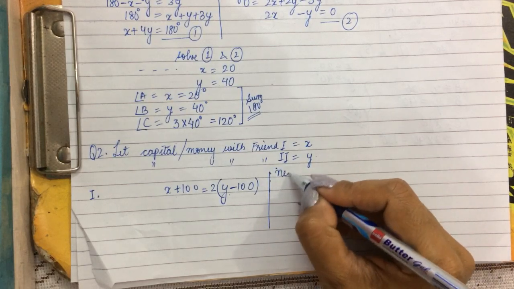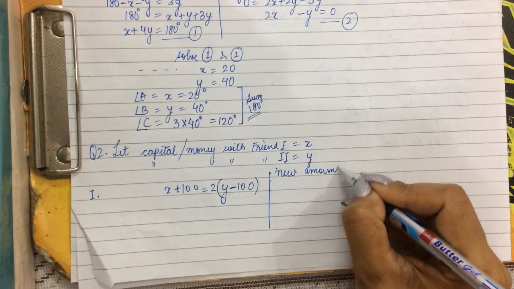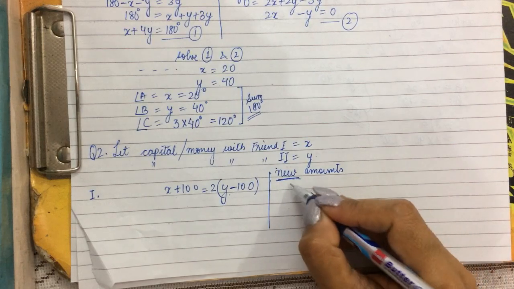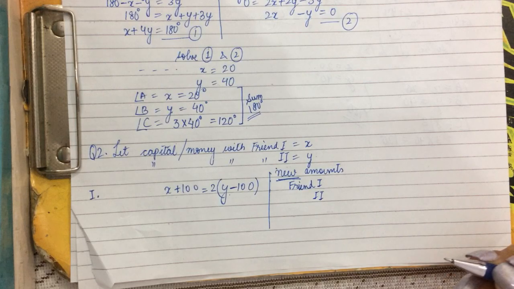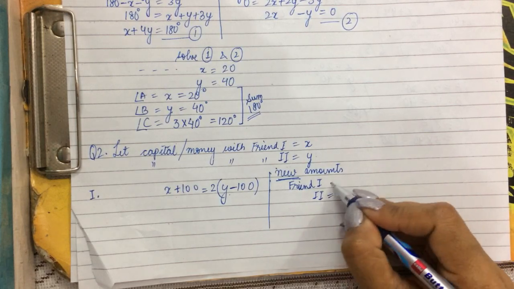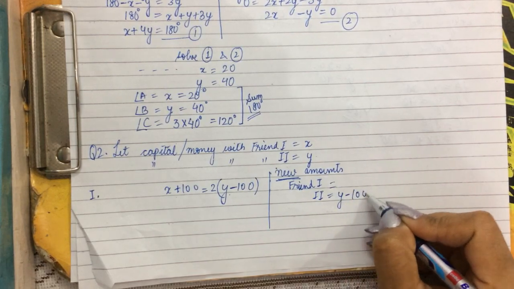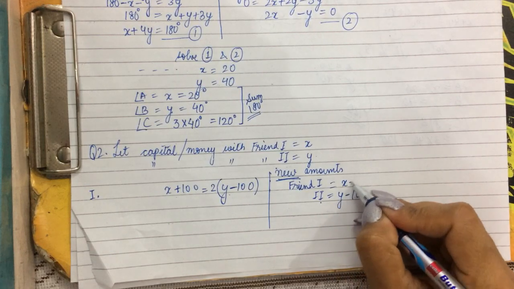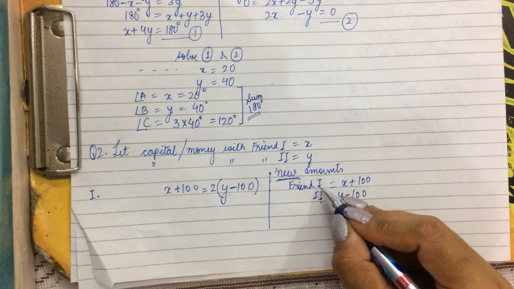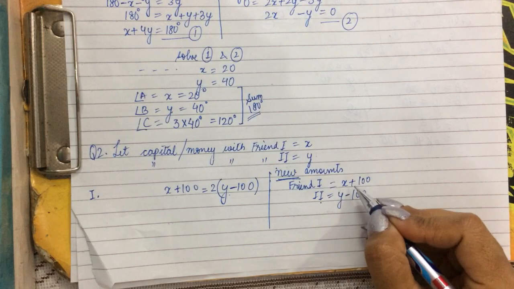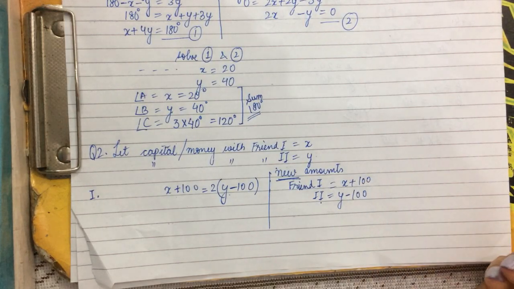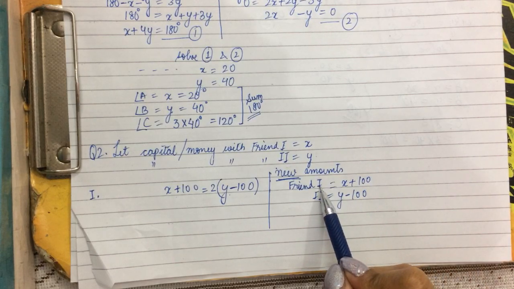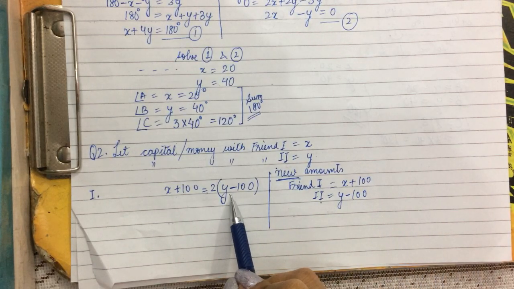What you can do is write the new amounts with the two friends, with friend number 1 and with friend number 2. In the first case, we take 100 from the second one, and for the first one, the amount is increased by 100. Taking 100 from here, giving 100 to the first friend, and the first friend becomes twice as rich as the second one. This will give you your first equation.